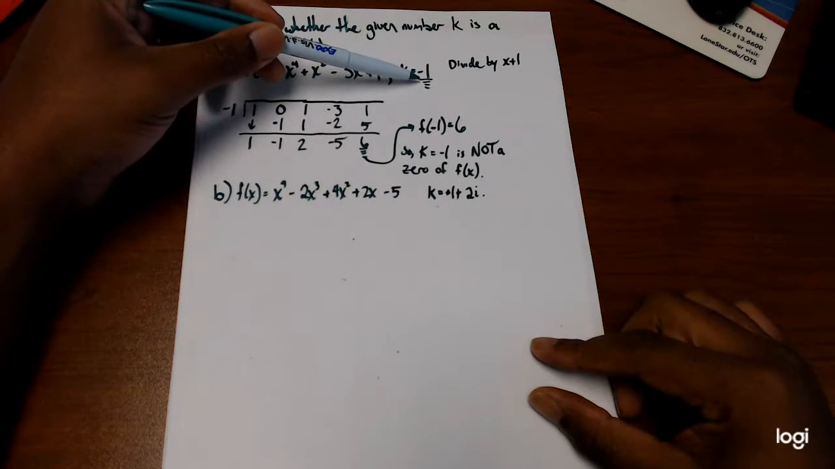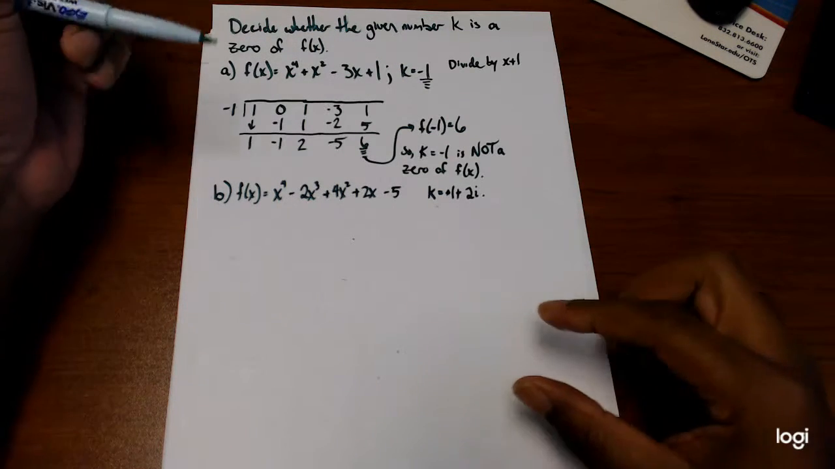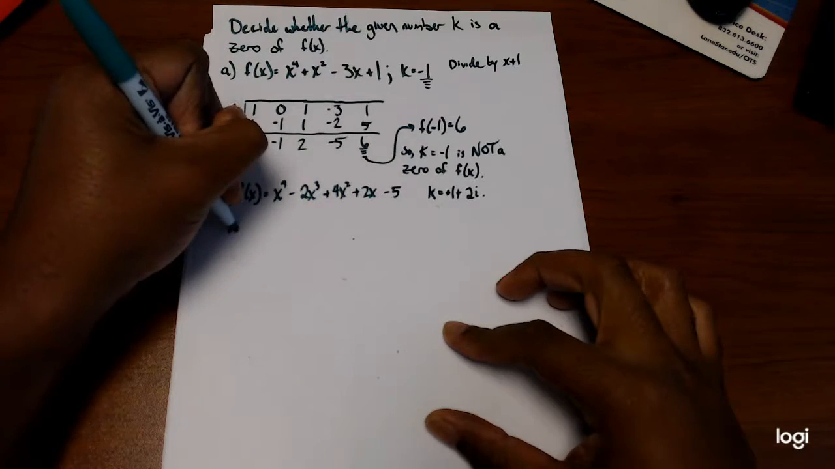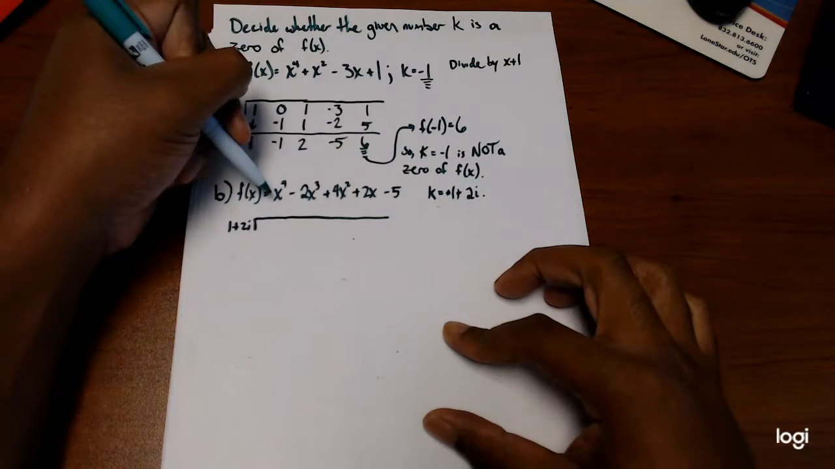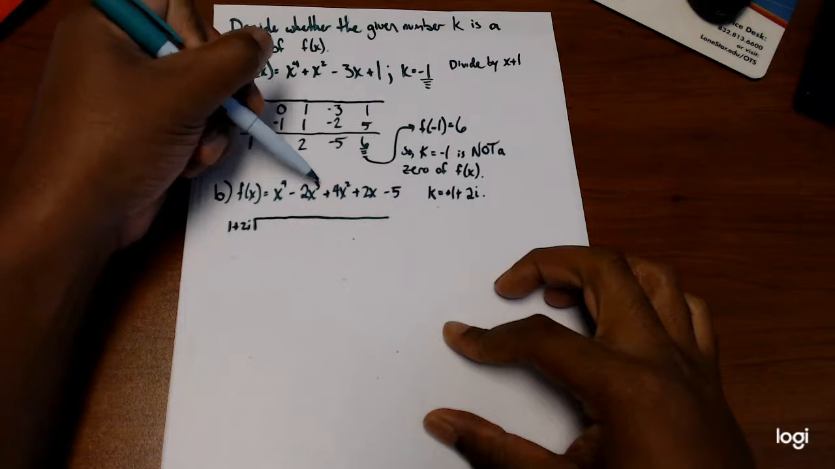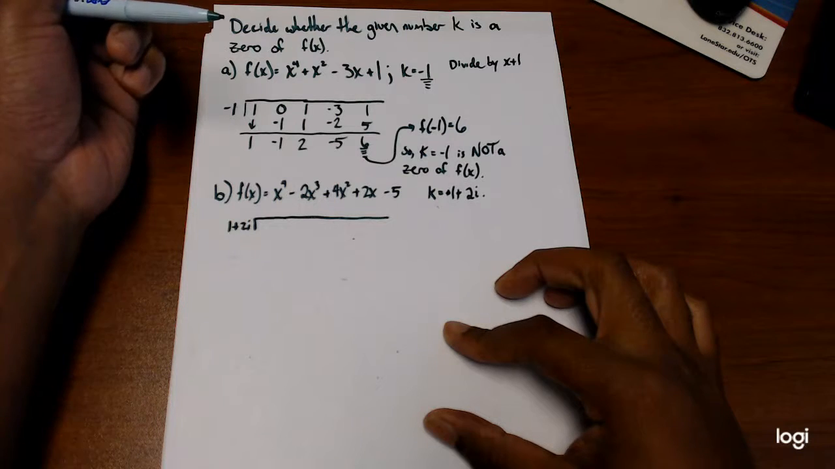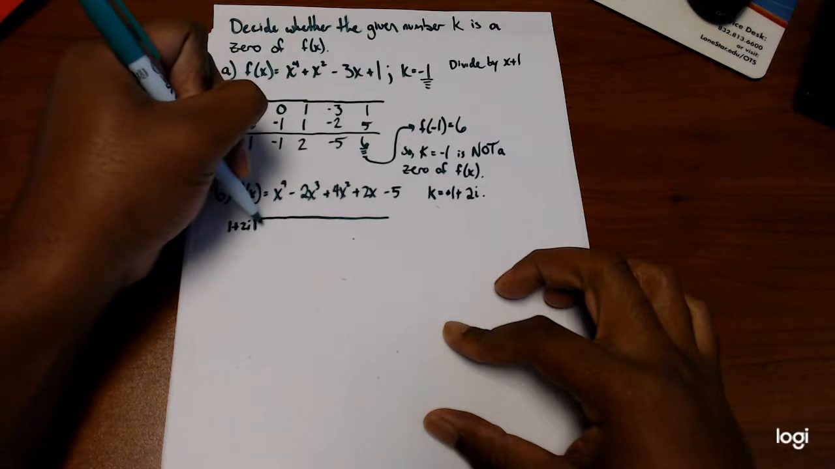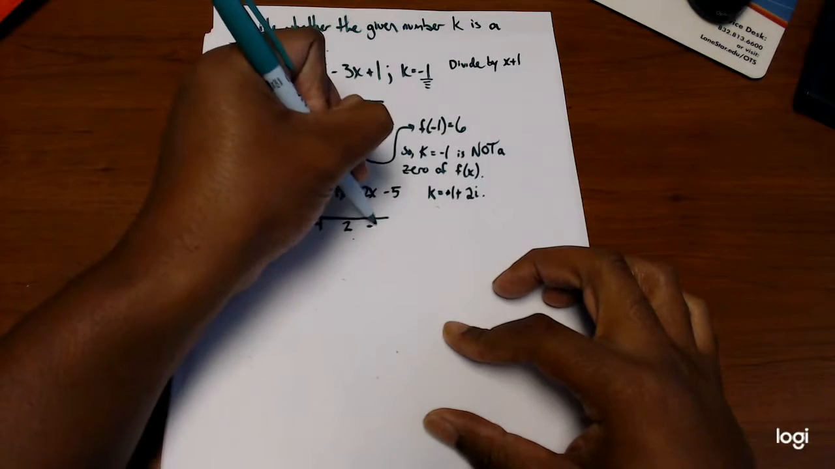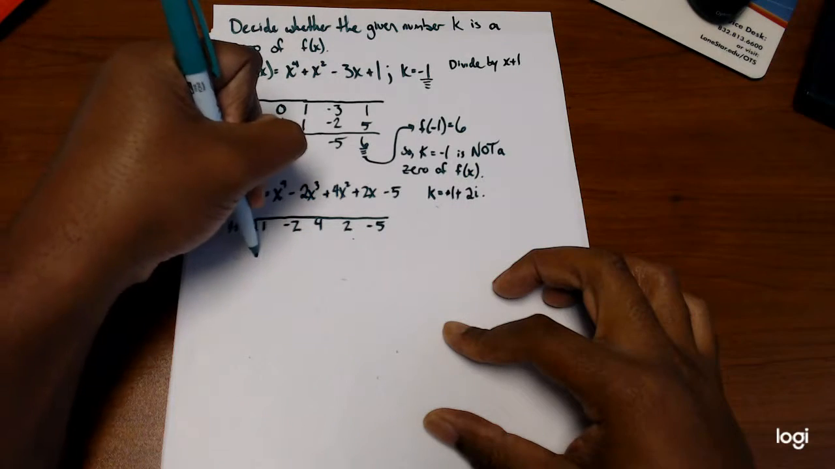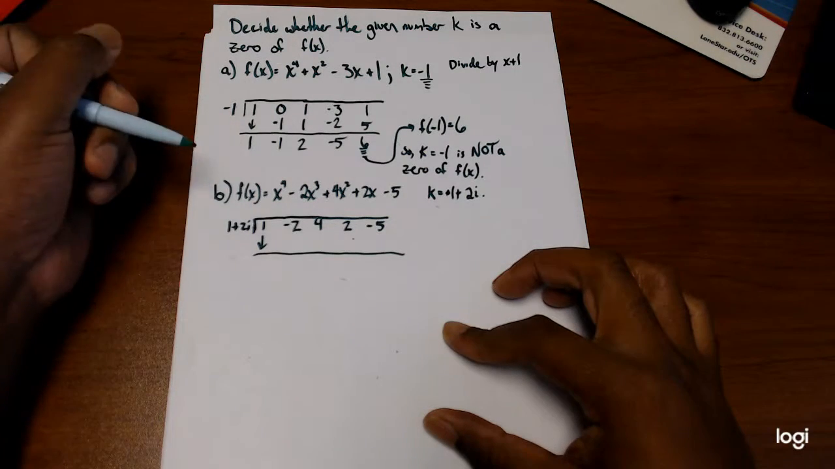Remember how up here we placed a negative 1, which was the k, right outside of our synthetic division setup? We're going to do the same thing this time. So 1 plus 2i goes outside, and underneath here, we can check whether or not we're missing any terms, but I have degree 4, 3, 2, 1, and 0. So I'm not missing any terms. That means I can go ahead and list my coefficients. So 1, negative 2, 4, 2, and negative 5. All right, so I'm going to go ahead and bring down this positive 1 here.